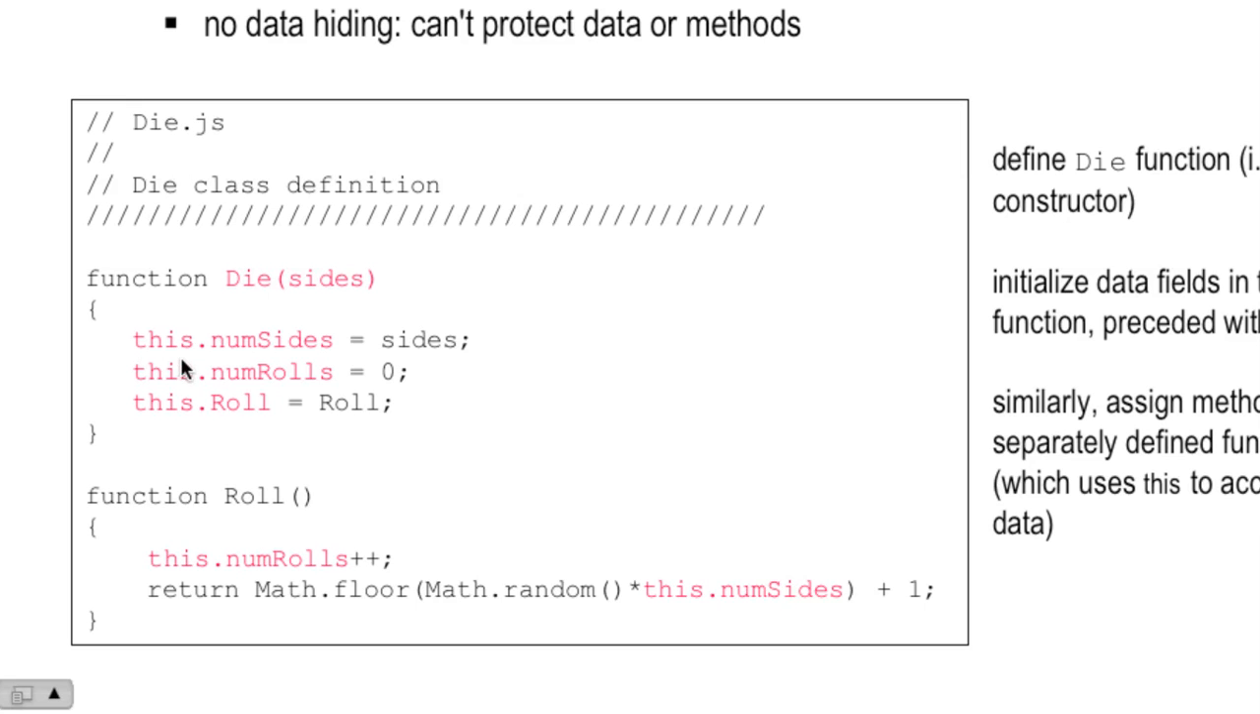And what is that going to do? We have to use this, because this creates the variables or the data members that are associated with the object. So this.numberSides, this.rolls. This.role is equal to role. Role, here we go, here's role. So this is the connection between the role function, the method, and the die object. So this.roles, number of rolls plus plus. When we roll it, we're going to increase the number of rolls, and then we're going to return the number that's going to come out from the roll.